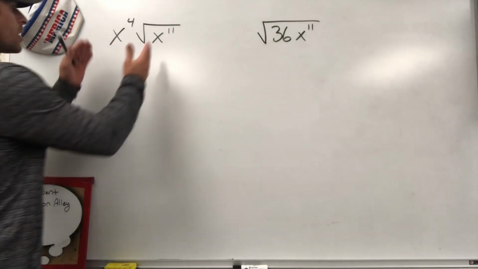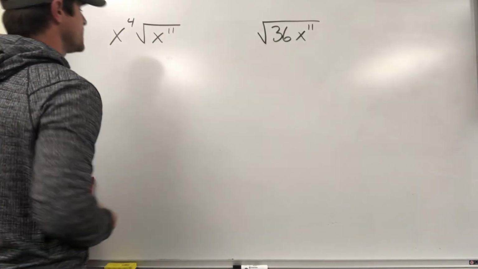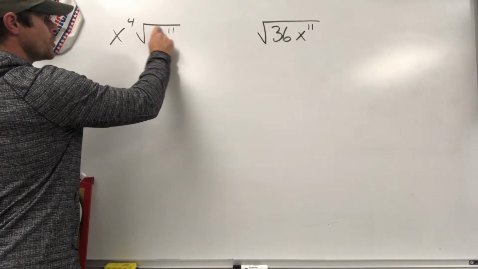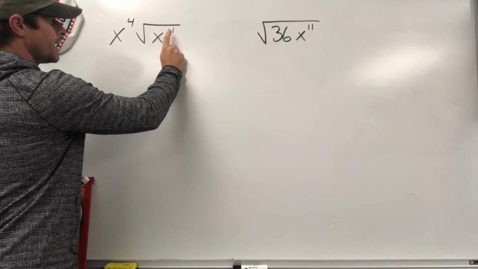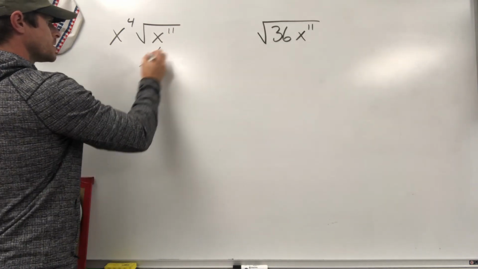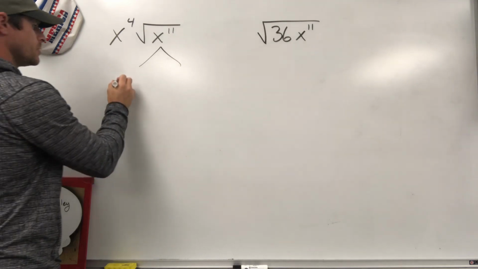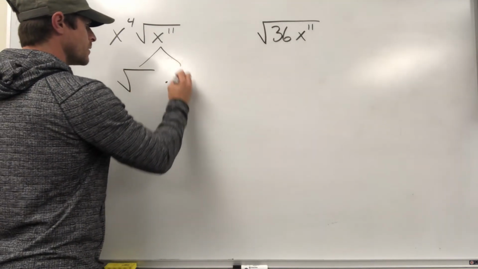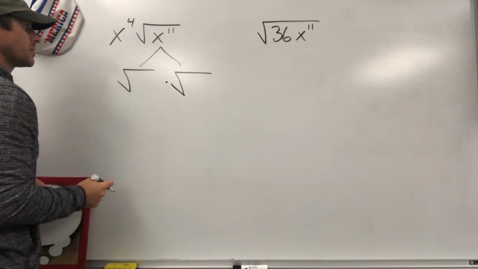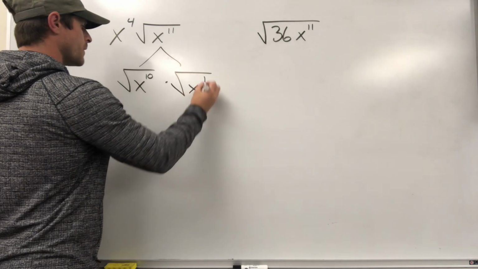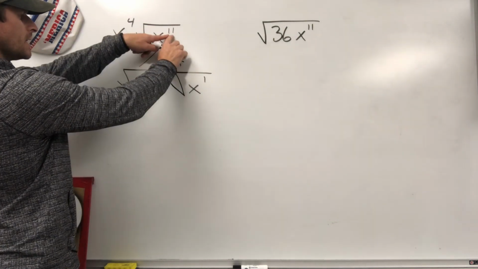All right, so let's start with this one right here. How would we simplify this down as much as we can? Well, the first thing I notice is that I've got a square root of an odd exponent. So what I need to do is split this part up into 2 parts. I need to factor that out into the square root of an even exponent times the square root of an odd exponent. So I can say x to the 10th times x to the 1st. The 10 and the 1 would make the 11.